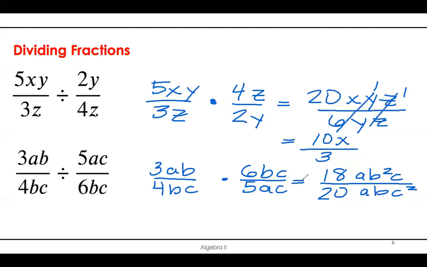Now I'm going to simplify. 2 goes into 18 9 times. 2 goes into 20 10 times. A over a becomes 1. B squared over b, the squared cancels with the b, so I'm left with the b at the top. C over c squared, this c cancels with the squared, so I'm left with a c on the bottom.